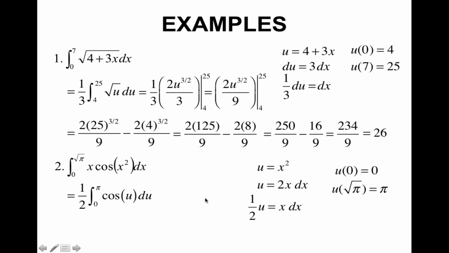So now, when I resubstitute it in, I get something that looks quite nice. The antiderivative of cosine is sine. Now I'm going to evaluate it in terms of pi and 0. So I'm going to get 1/2 times sine pi minus sine of 0, which just gives me 0.